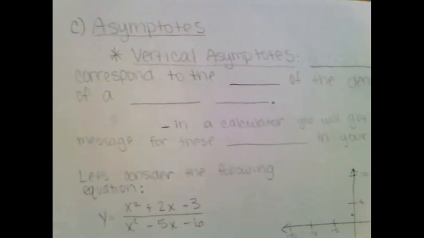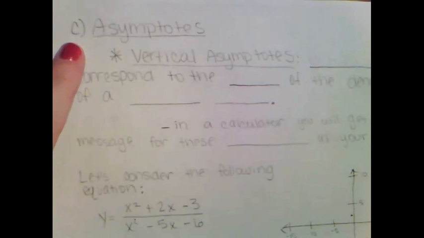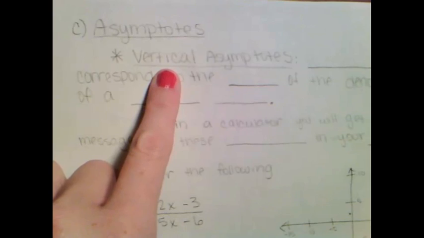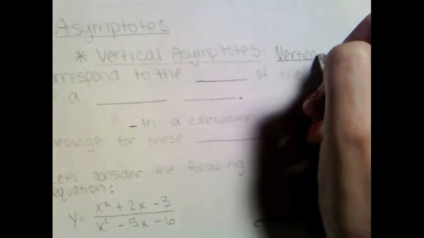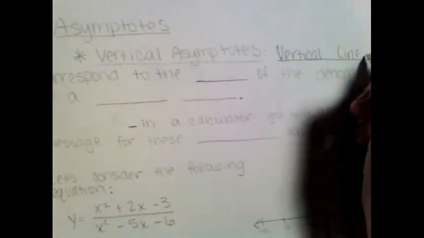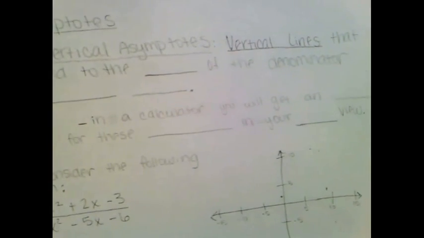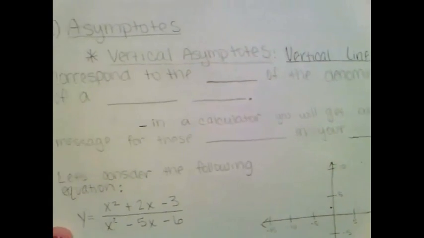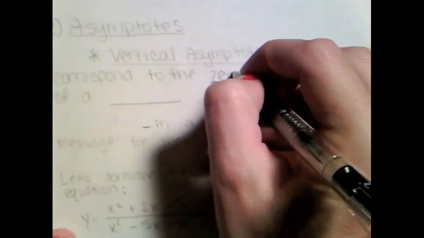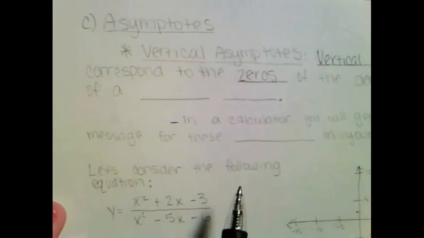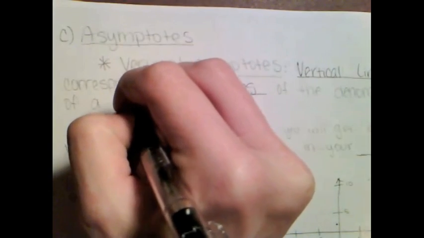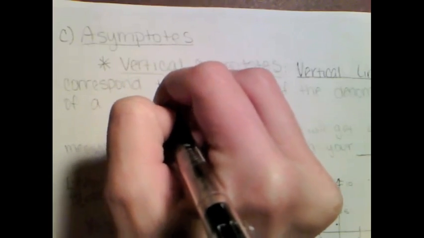All right, so our third topic here, topic C, asymptotes. We're going to start out with vertical asymptotes, vertical lines. Okay, vertical lines that correspond to the zeros of the denominator of a rational function.